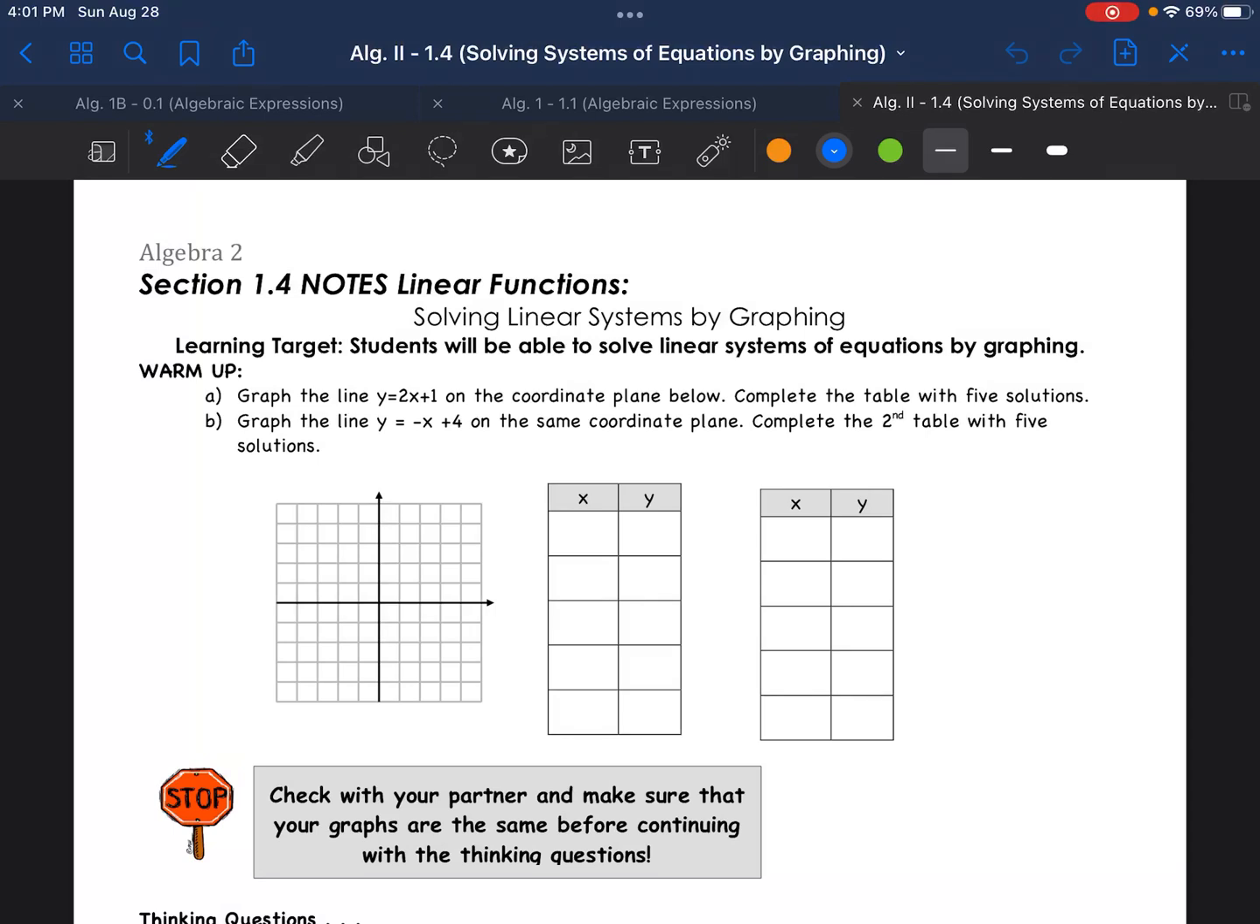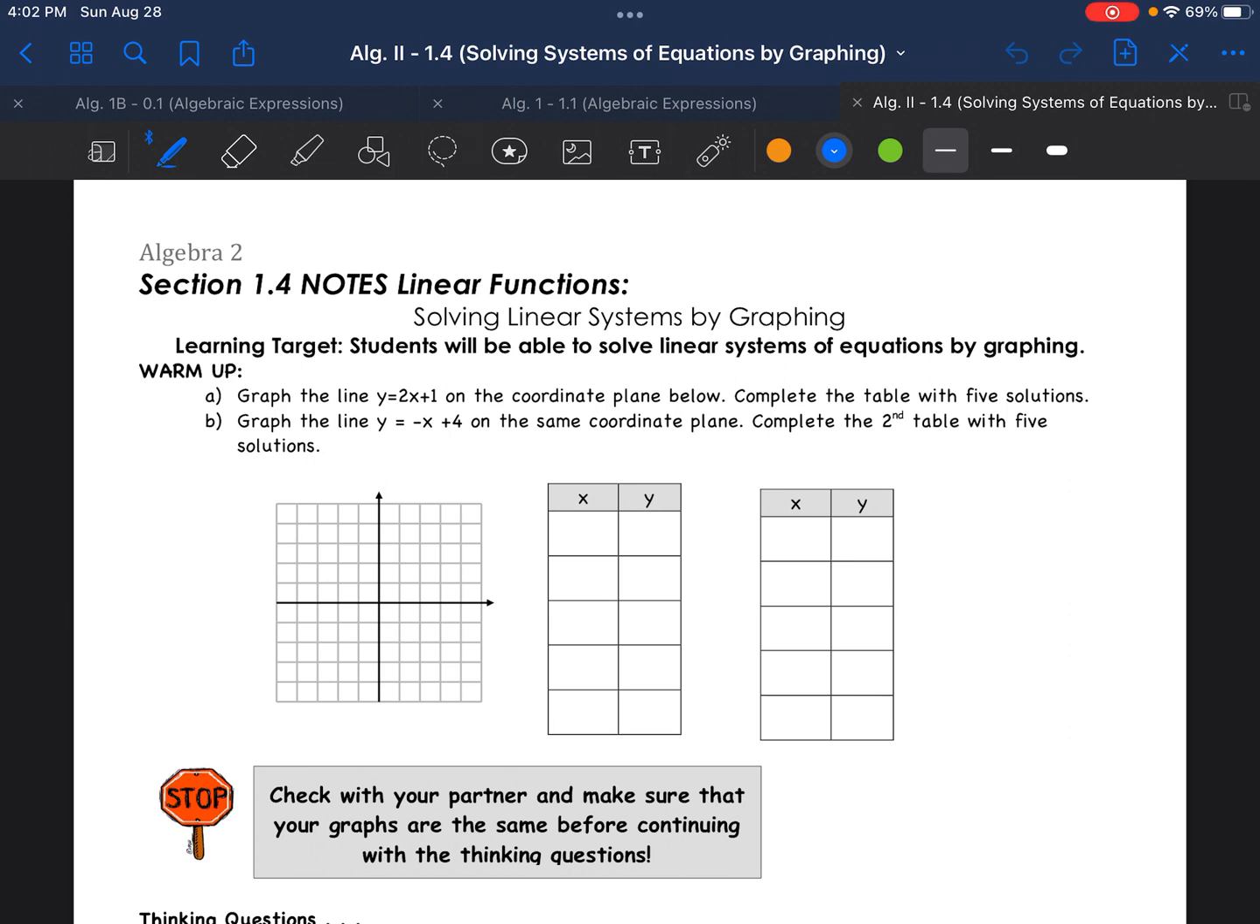Welcome everyone to Algebra 2, Section 1.4, Solving Linear Systems by Graphing. The learning target is that you are going to be able to solve linear systems of equations by graphing. There are three methods to solve linear systems of equations. The first is graphing. We'll talk about the others in later sections.